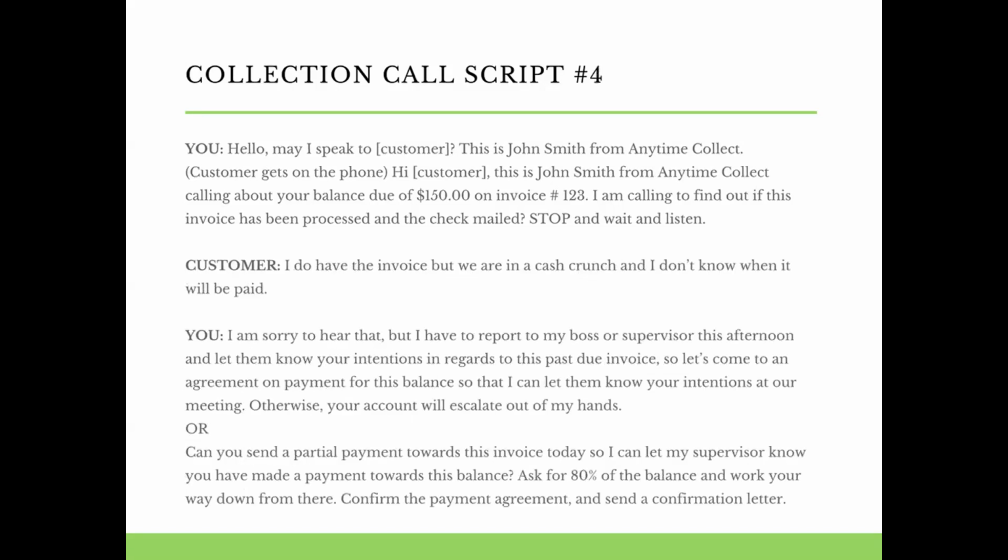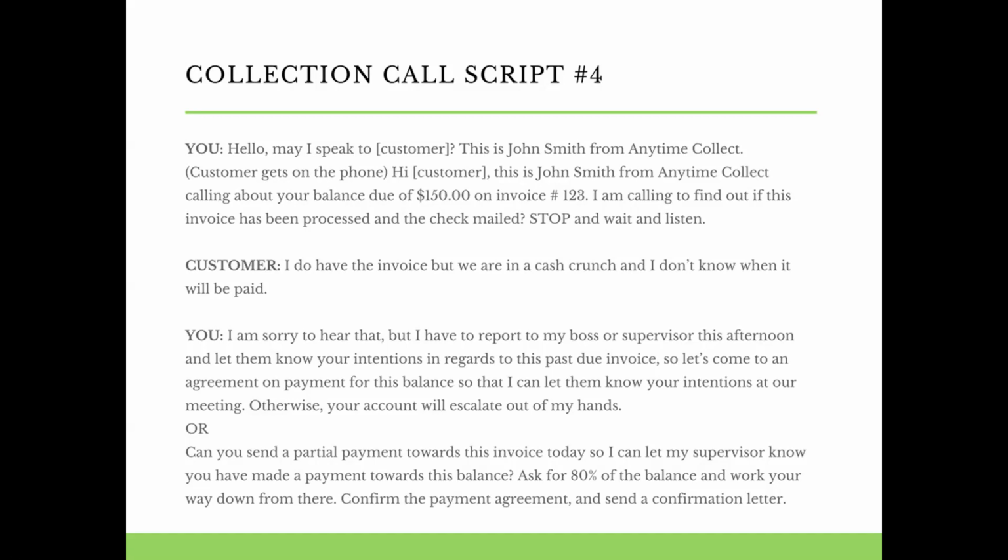And then finally, this might be one that you hear now and again, is that they're in a cash crunch and they don't know when they will be able to pay it. In this situation, there's two things that you can do. I'm sorry to hear that, but I have to report to my boss or supervisor this afternoon and let them know your intentions. So let's come to an agreement on payment for this balance. Otherwise, I have to escalate the account out of my hands.